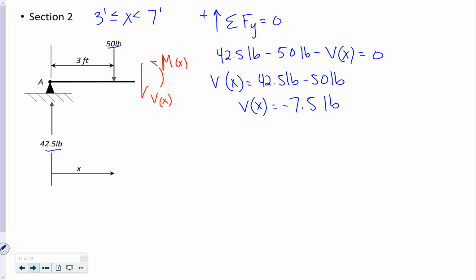Again, my shear function, right? I already did it from here to here, but from here onwards, if I have an X value of 3.5 feet, it's going to be negative 7.5. If I'm looking at 6 feet, it's going to be negative 7.5. So this one again is not varying, it's constant. Let's look at the moment.